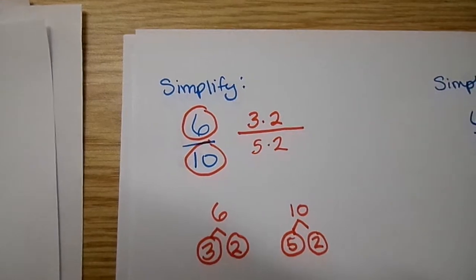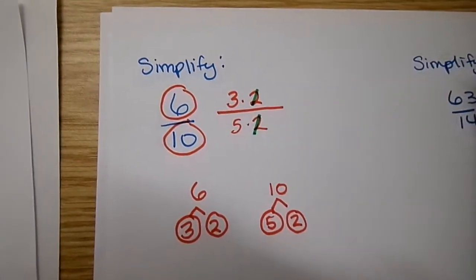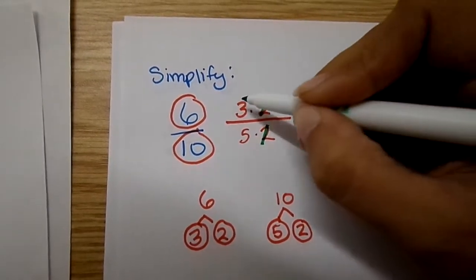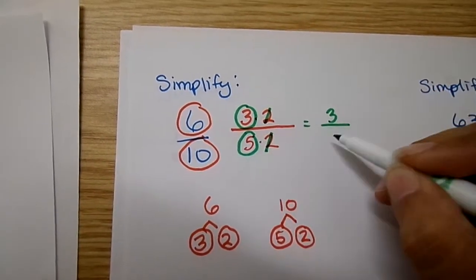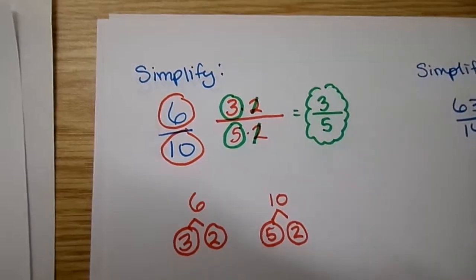So now I see a 1, I see a 2 over 2 that I'm going to cancel out. Once I'm done, now I see my final answer. In my numerator, I have a factor of 3. In my denominator, I have a factor of 5. So my simplified fraction is 3/5.